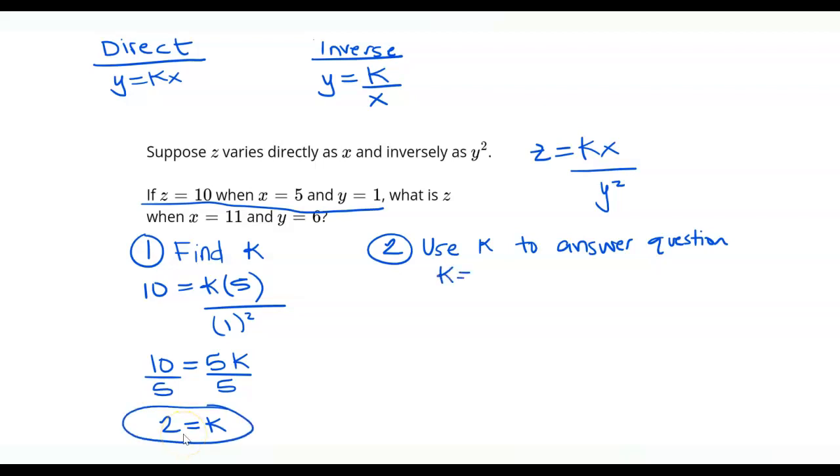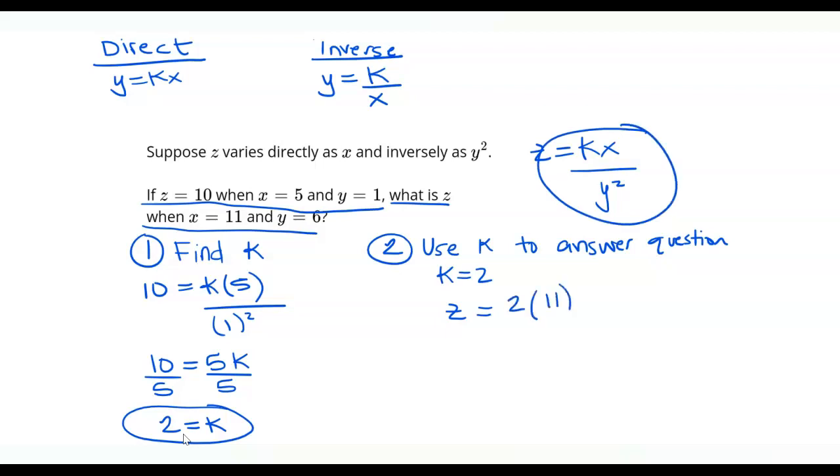Now I'm going to use this k and answer the question. It says, what is z when x equals 11 and y equals 6? So I have z, we want to find z, equals, and we're still using the same equation. So 2 for k, 11 for x, and then 6 for y, but it should be 6 squared. So let's go ahead and solve this.